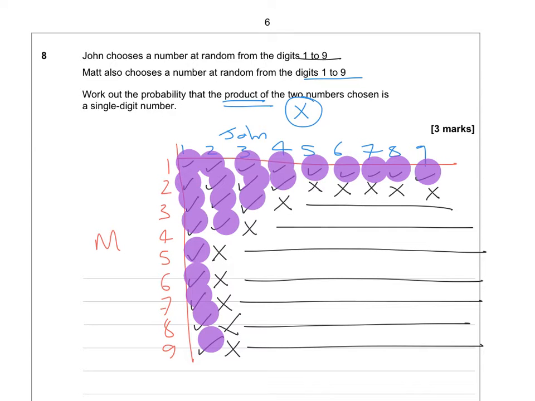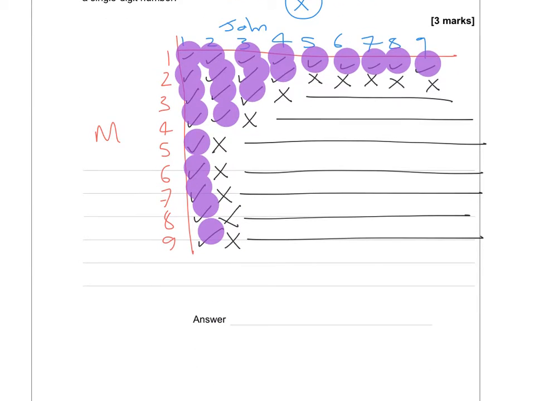Now, there are 9 times 9 combinations overall, so that's 81 combinations, which means that the probability of choosing a single digit result is 23 over 81, which does not simplify.